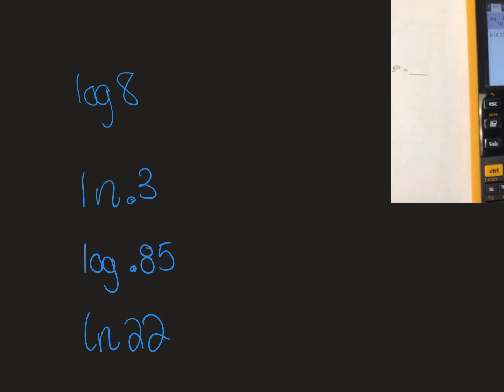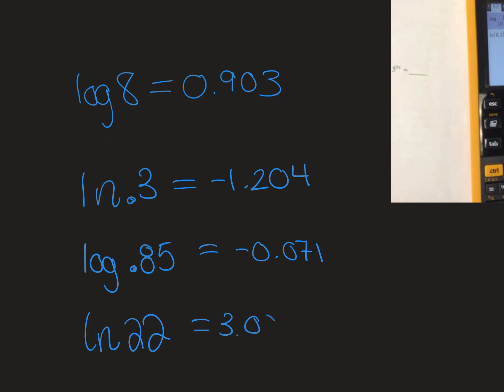So my first one, to 3 decimal places, is 0.903. The next one was negative 1.204. Type the next one in, and you get negative 0.071. And type the last one in, 1.